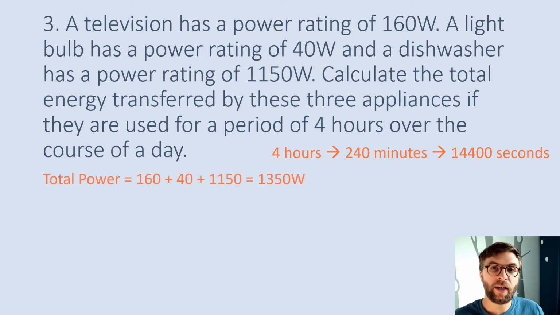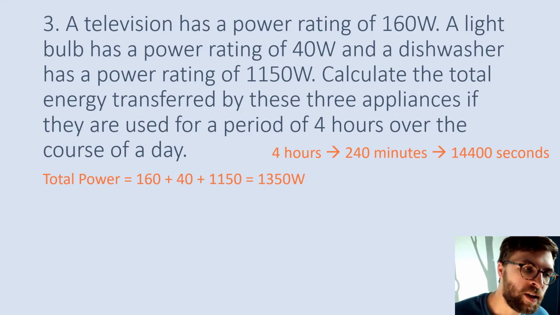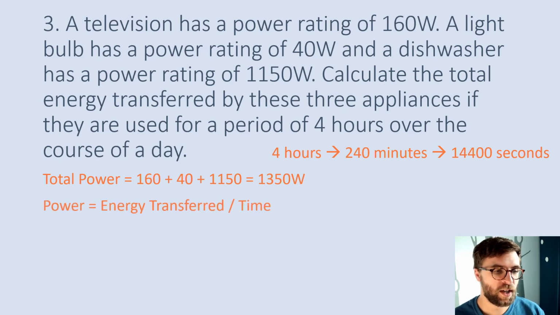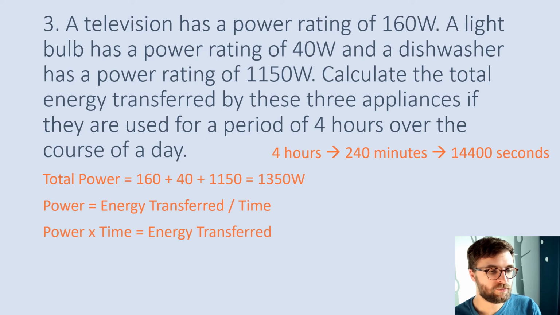Again, you could work out each of them individually and sum them up, but it's quicker to put them together. So the total power, the 160 watts of the television, the 40 watts of the light bulb, and the 1150 watts of the dishwasher put together is 1350 watts. And again, I just want to put those into my equation. So power equals energy transferred divided by time. Rearrange the equation, power times time equals energy transferred. And then I get 1,350 multiplied by 14,400 gives me 19,440,000 joules.